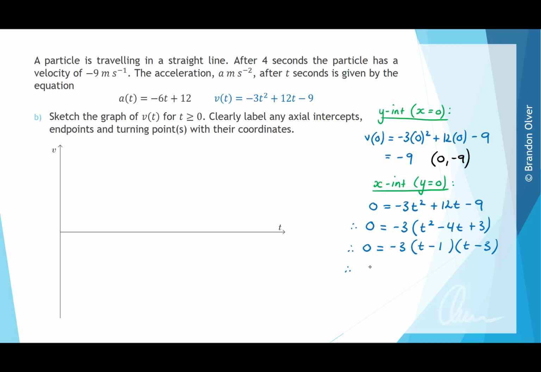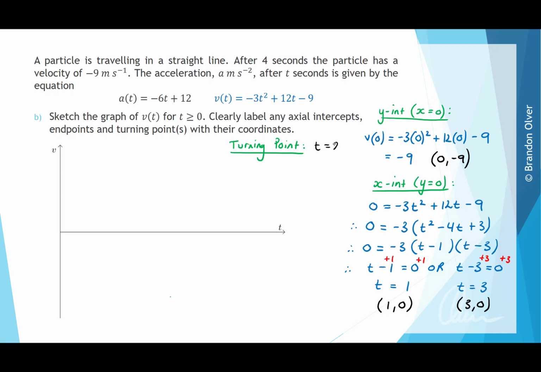Using the null factor law, we find that t minus 1 could equal 0, or t minus 3 is equal to 0. By adding 1 to both sides of this equation, we find that t is equal to 1, and adding 3 to both sides of the other equation gives t is equal to 3, meaning the coordinates of the x-intercepts are 1, 0 and 3, 0. Finally, we also need to find the turning point. We know that the turning point will occur halfway between the t-intercepts, so that means it will occur at t equals 2.